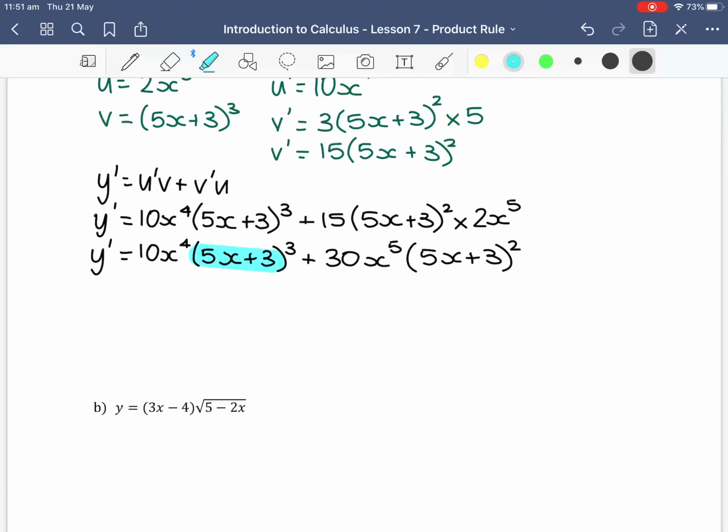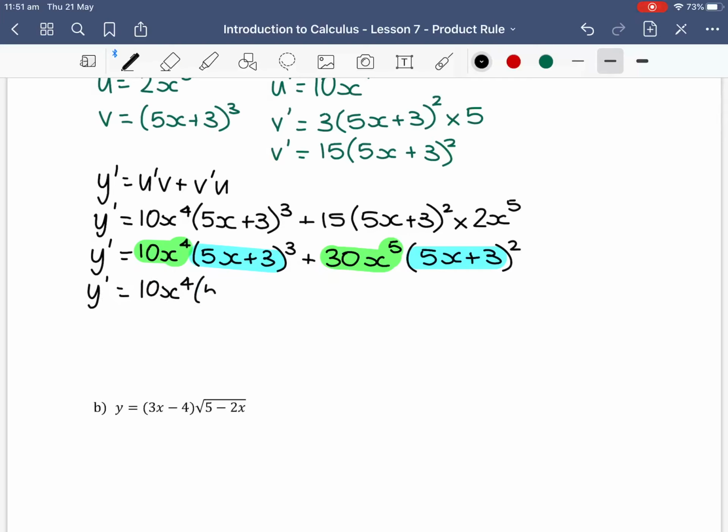And then when we stop there, you can notice that in our brackets we have the same thing. We have the 5x plus 3. In one bracket we have cubed, and in one bracket we have squared. And so we're going to bring that out the front. But what we're also going to bring out the front is we can divide, we have our 10x to the power of 4 multiplying that, and we have 30x to the power of 5, which if we take a common factor of 10x to the power of 4 out, we can do that too. So I'm going to just break it down.